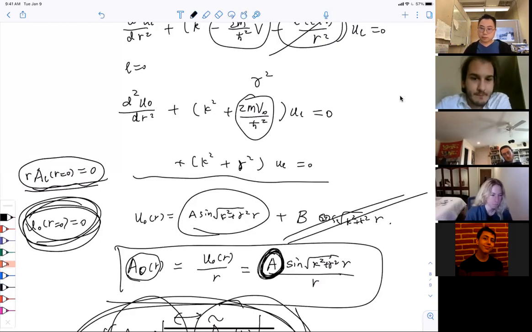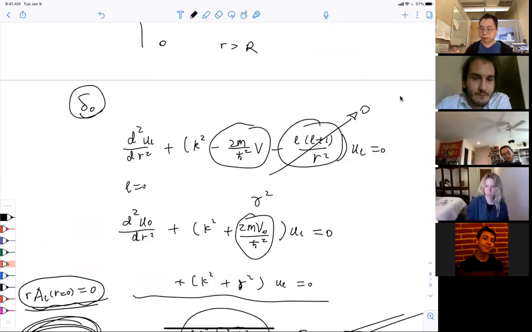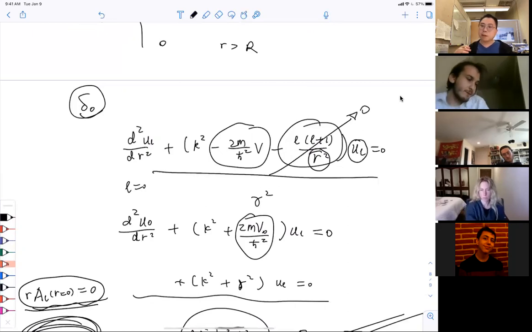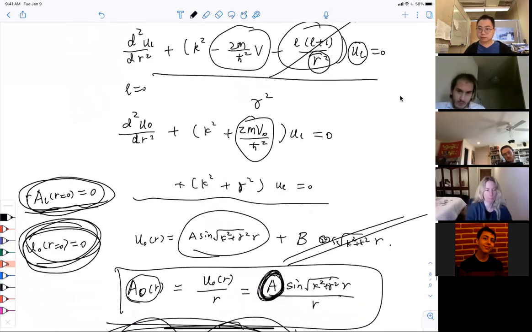Yeah, because when you go to spherical coordinates, you introduce some singularity, because you are dividing by r. So when you solve this equation, you may introduce some unphysical solutions. You need to impose some constraint to get rid of these unphysical solutions. This is the constraint you need to impose. Thank you. This is actually a very good question.